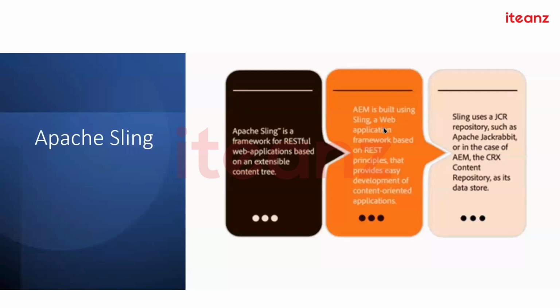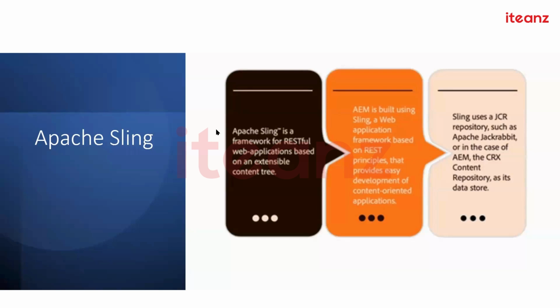So Apache Sling is basically a framework based on the REST principle, where you have a request and how you serve that request. And it is based on content-oriented applications, meaning Apache Sling also provides a lot of APIs for how I can use this data, or how I can work on this content.